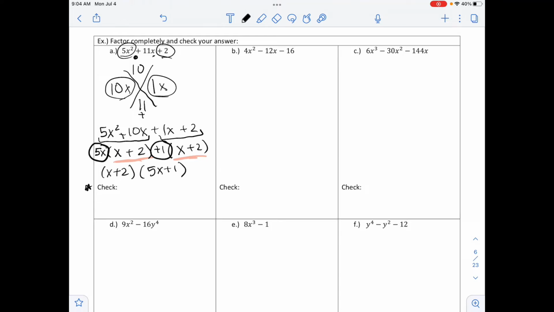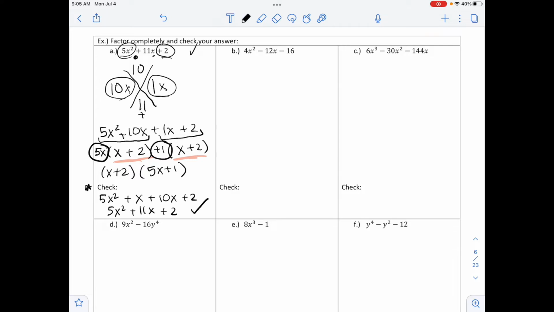And we can check this by multiplying this out. So if we were to FOIL, we would have 5x squared plus x plus 10x plus 2. Combining those middle terms, we get 5x squared plus 11x plus 2. And that checks with what we were given up above.